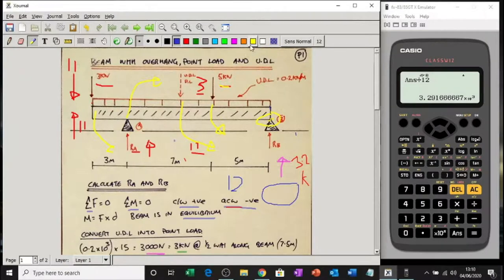Pivot point is there. So the 5 is going anti-clockwise. This 3 is going anti-clockwise. And that 3 there is going anti-clockwise. And RA is going clockwise.